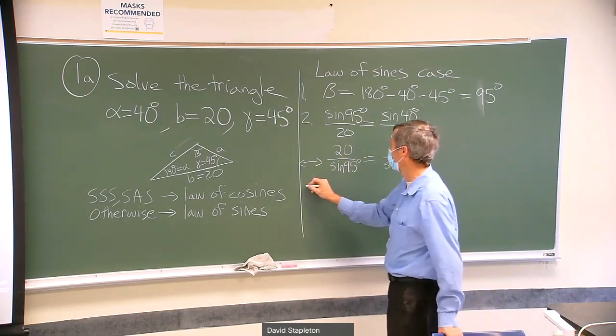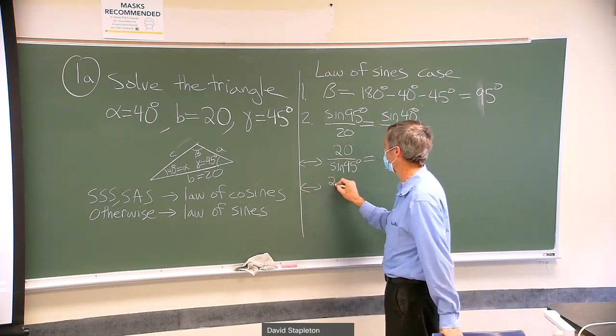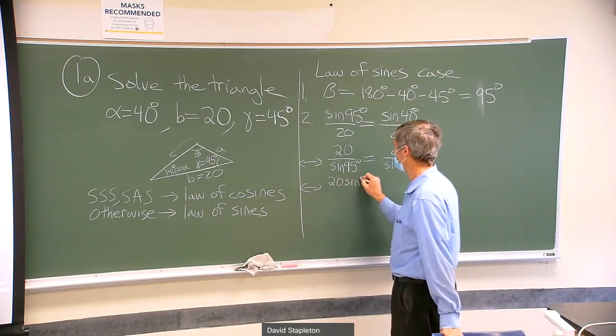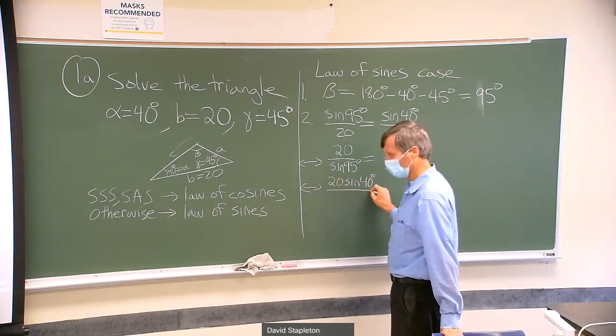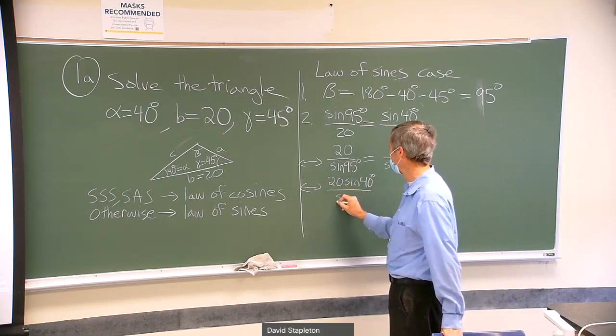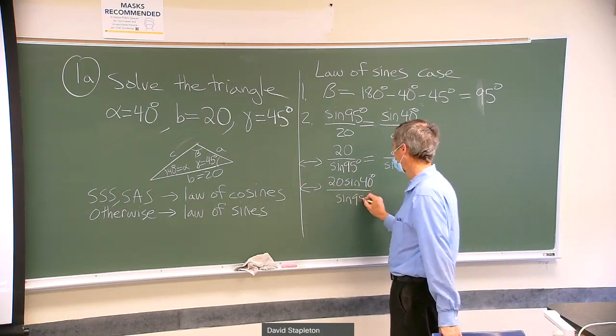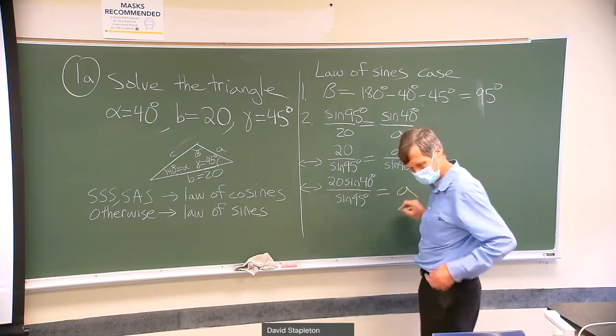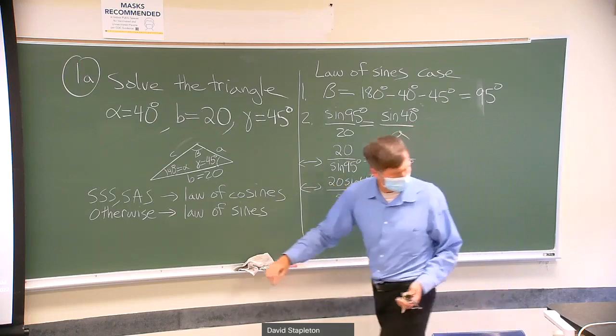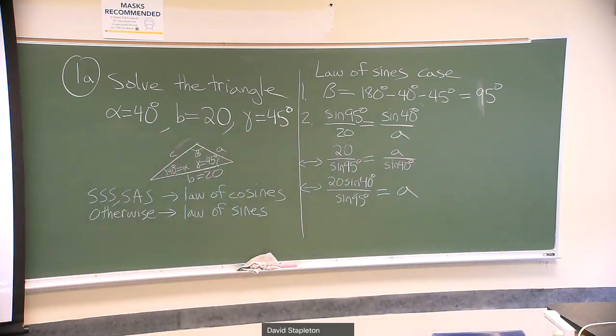Now we'll just multiply by sine 40 degrees on both sides and get 20 sine 40 degrees over sine 95 degrees equals A. Now it looks like I put down my calculator. Let me go get it real quick.